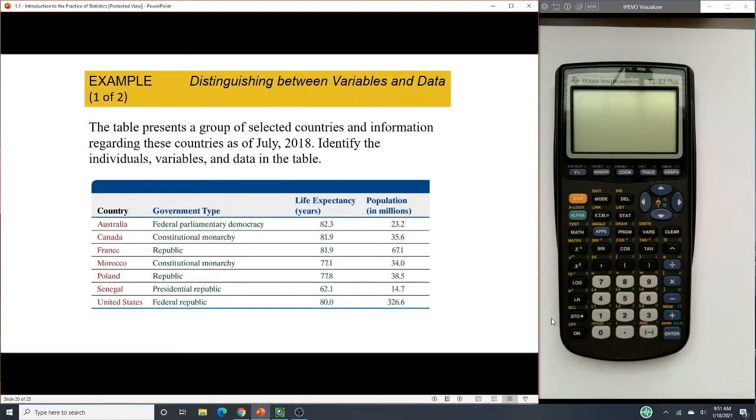Okay, so here's another example. We want to be able to identify individuals, variables, and data from the table here. So we have our countries, we have the type of government they have, the life expectancy, and then the population of those countries. And so there's a lot of different things there, okay?